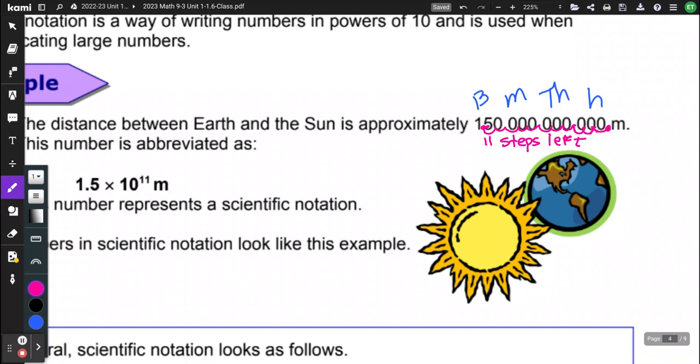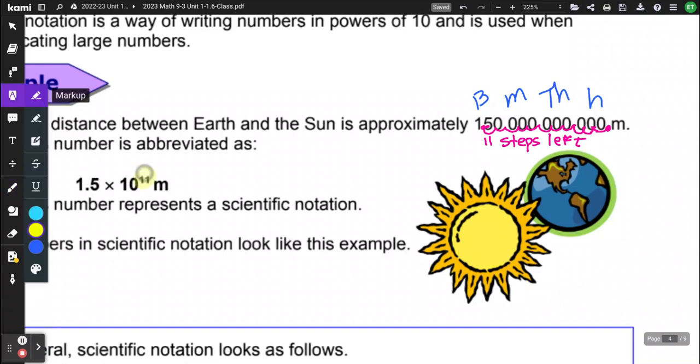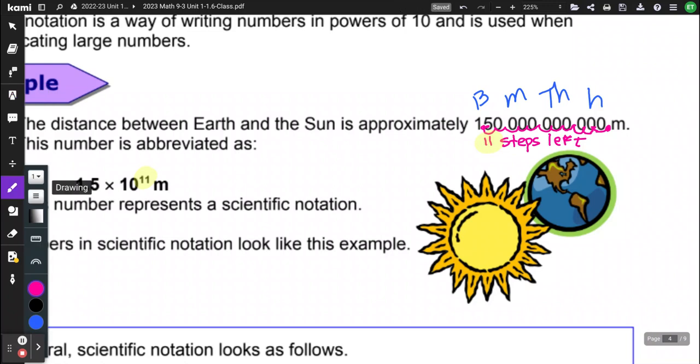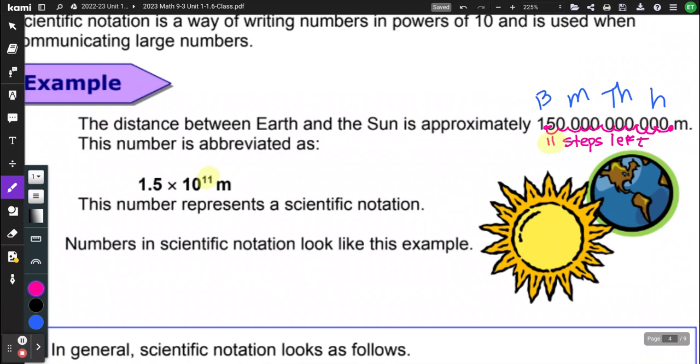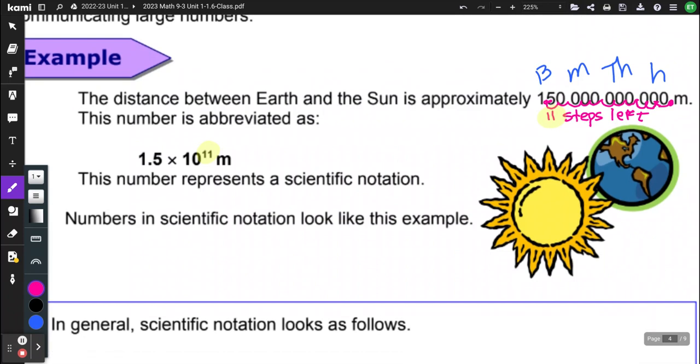Well, guess what my number is, my exponent. My exponent then becomes the 11. Okay, so that's what my exponent becomes. It becomes the number 11. So my decimal moved. It moved in between the 1 and the 5. And then I had to put times 10 and then my digit 11. Okay? All right. Whenever you've got a number that says times 10 to an exponent, that's scientific notation. Okay? So let's take a look at what scientific looks like in general.